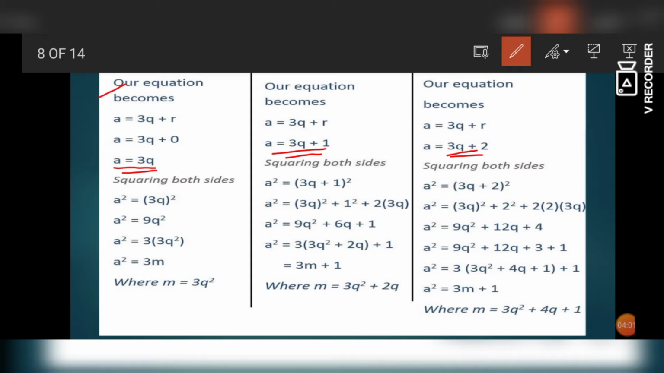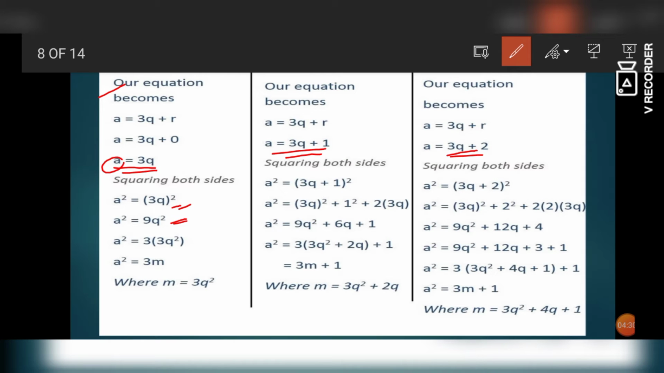Now the question says square of any positive integer. So we have to square the integer a. Squaring cannot be done on one side while we leave the other side just like that. So we have to square both the sides. So a square, and on our right hand side we will write 3q whole square. Now 3q whole square is 9q square.